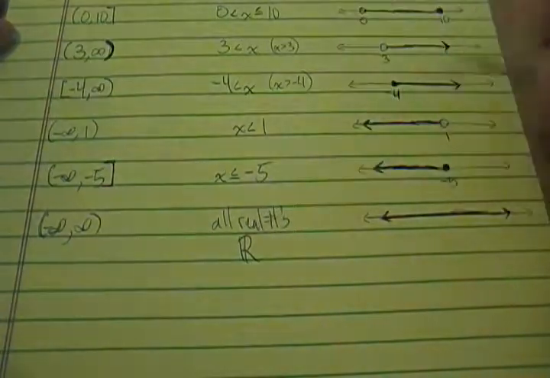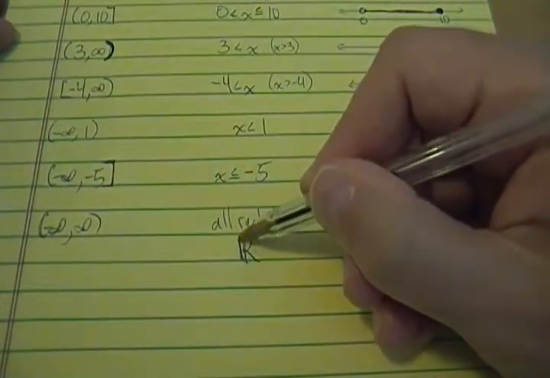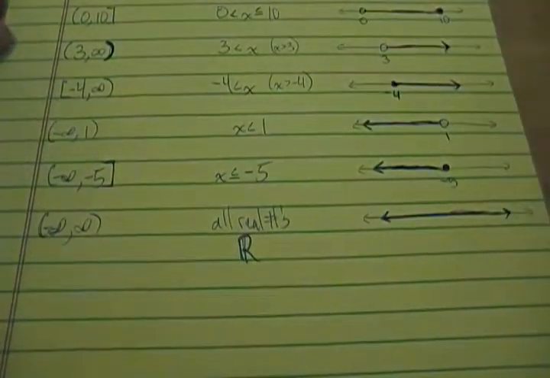which sometimes we use the symbol of an R with a double line here to represent all real numbers. So x in that case could represent all real numbers. So that's an introduction to inequality and interval notation.